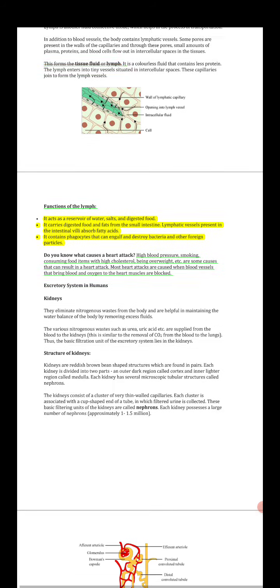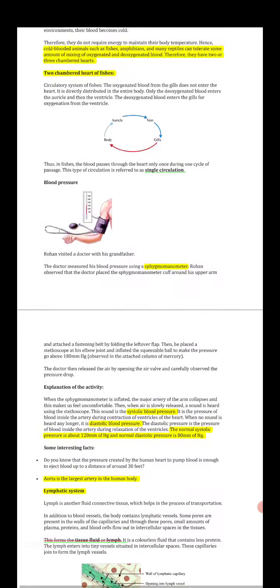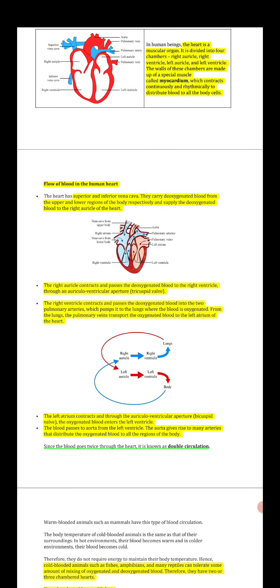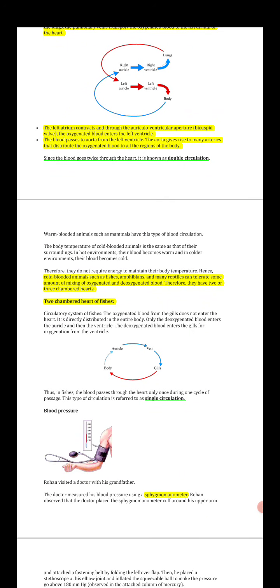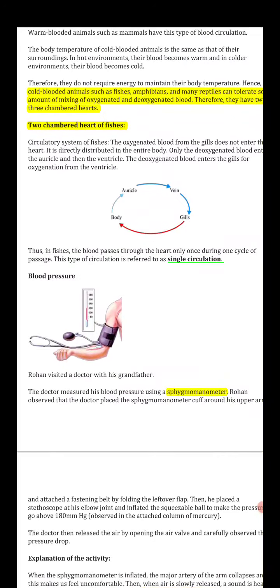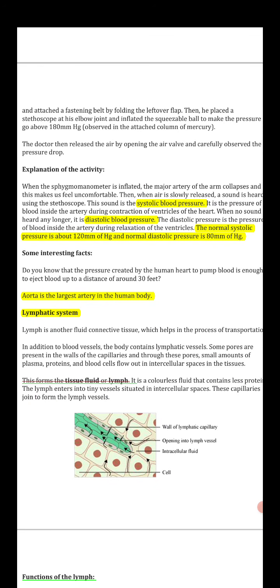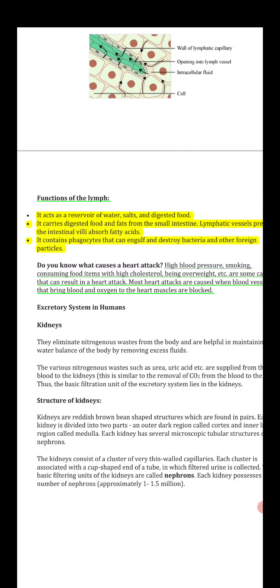So this is our today's class. From today's class, what we came to know: the first thing is the flow of the human heart, the human heart structure, how blood is circulated all over our body, and the fish heart structure. Third is the blood pressure, the measuring instrument of blood pressure, the explanation of the activity of blood pressure, and the lymphatic system and the function of the lymphatic system.